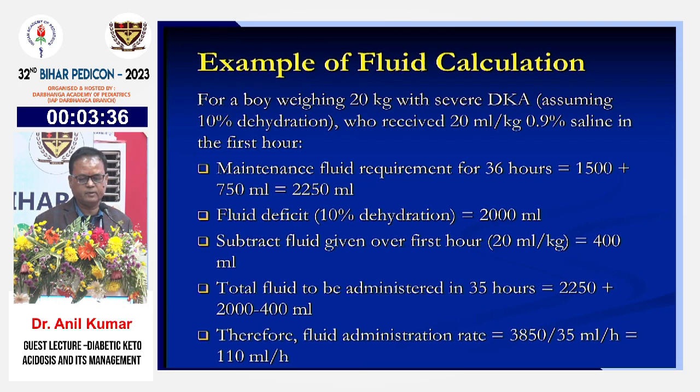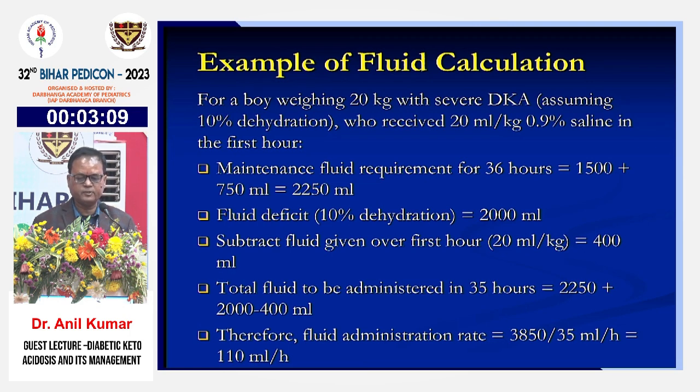For a baby weighing 20 kg with severe dehydration, assuming 10% dehydration, we start the fluid correction. We will give fluid in the first hour. If the patient is severely dehydrated, we will give 20 ml per kg of normal saline.